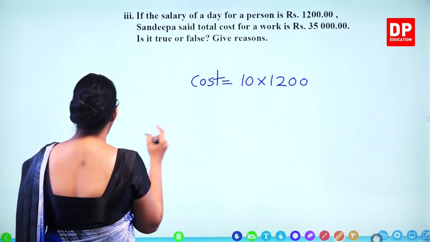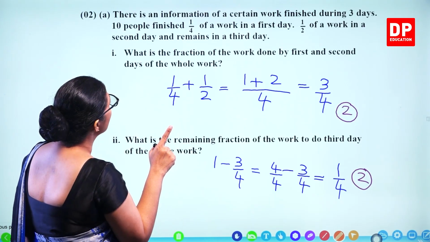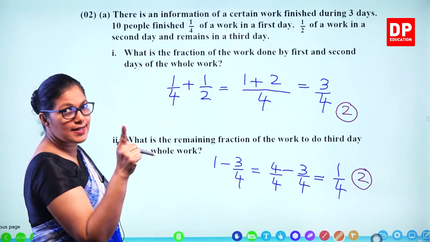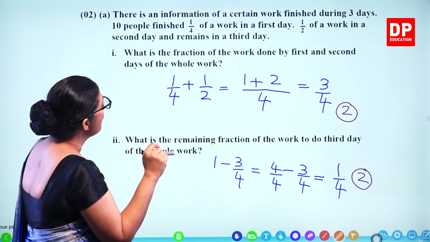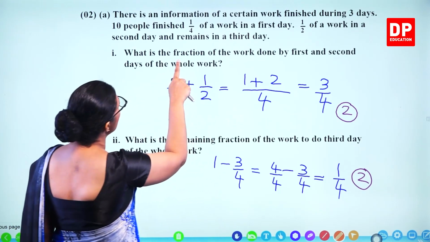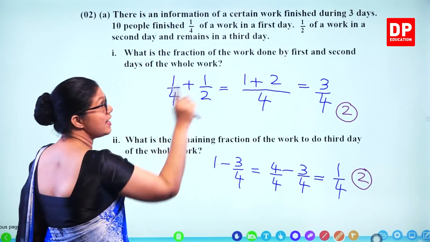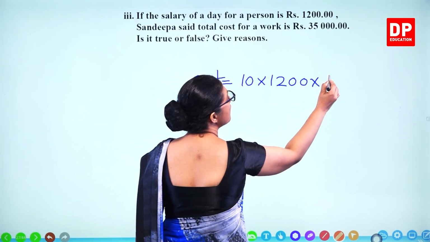And how many days for the whole thing? Finished. So we have to find out the total number of days to complete this. So here 3/4, there is an information on a work. Here finish during 3 days, that's also given. So multiply by 3.